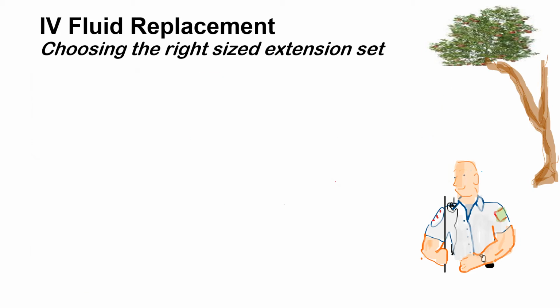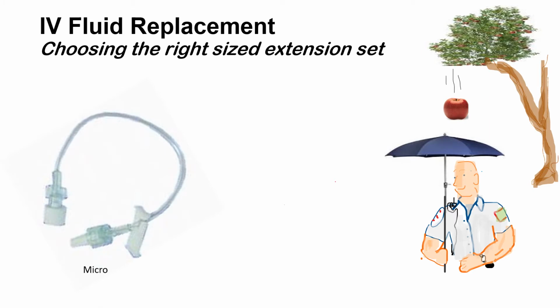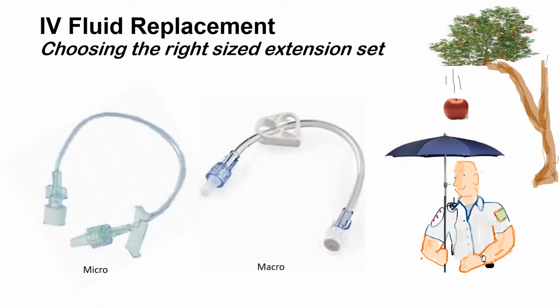If you're going to administer fluids by gravity and you decide to put an extension set on, the hospital staff will be extremely pleased. There is a micro drip set and a macro drip set. The micro is narrower in diameter than the macro that has a wider diameter.